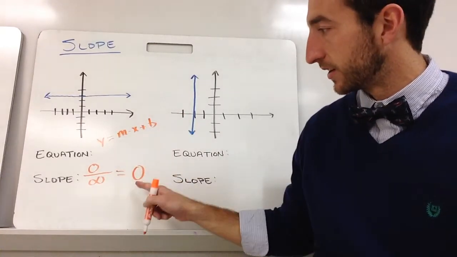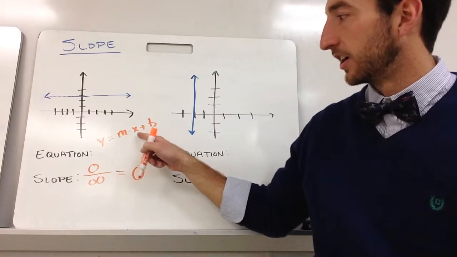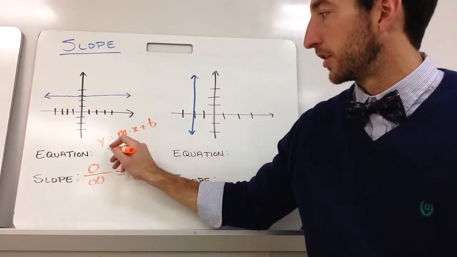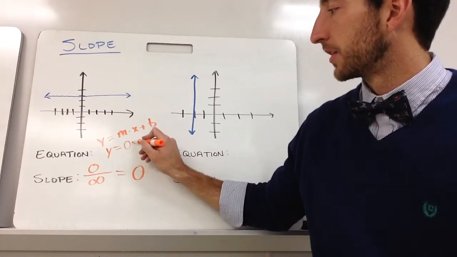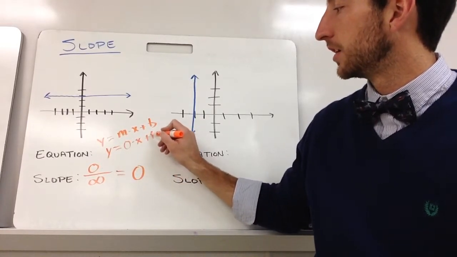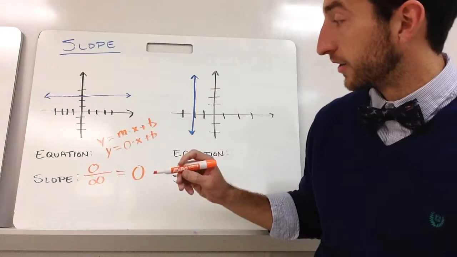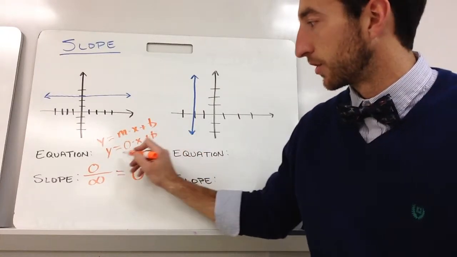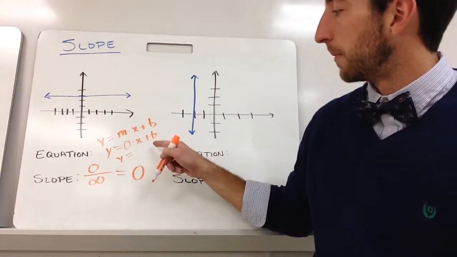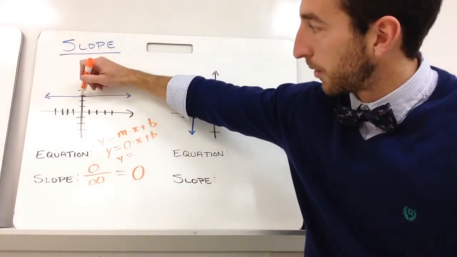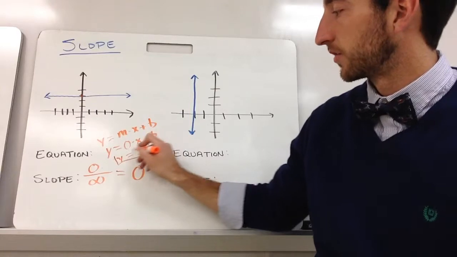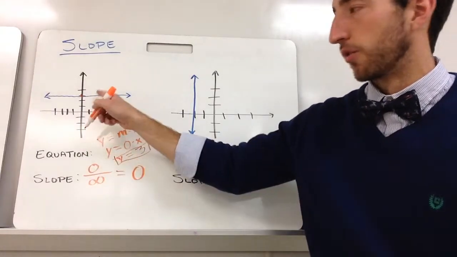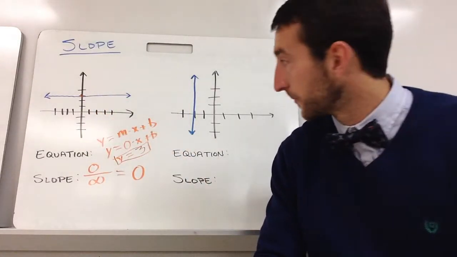My slope is 0 in this case, so that means this is pretty much gone. So I've got y equals 0 for my slope times x plus b. B is my y-intercept. 0 times x is 0, so I've got y equals my y-intercept, and if you look here, my y-intercept looks like it's 3, so y equals 3. That would be my equation for this line, y equals 3.